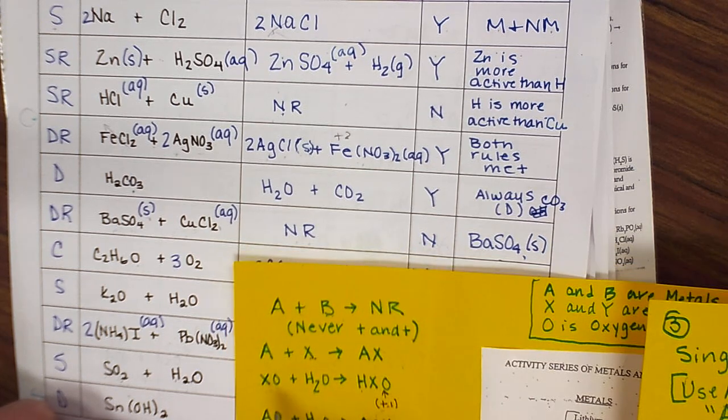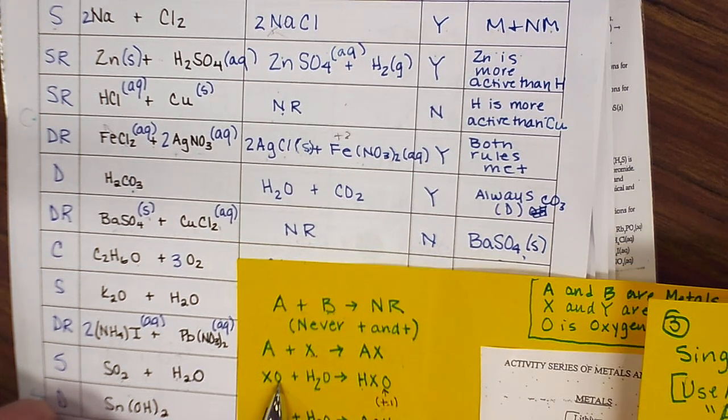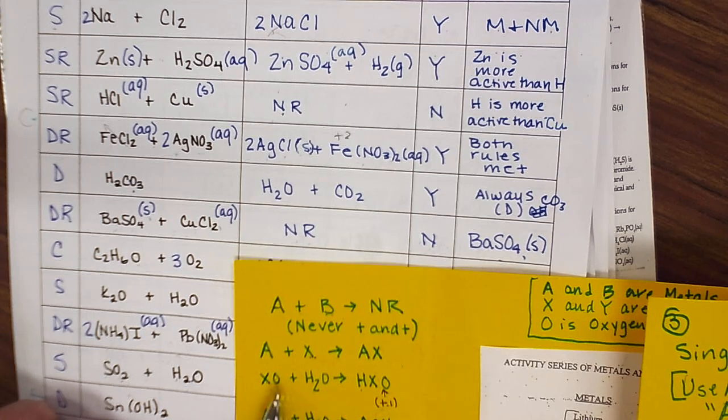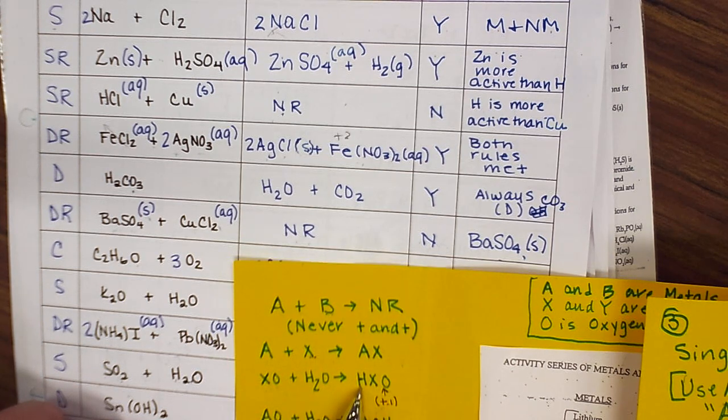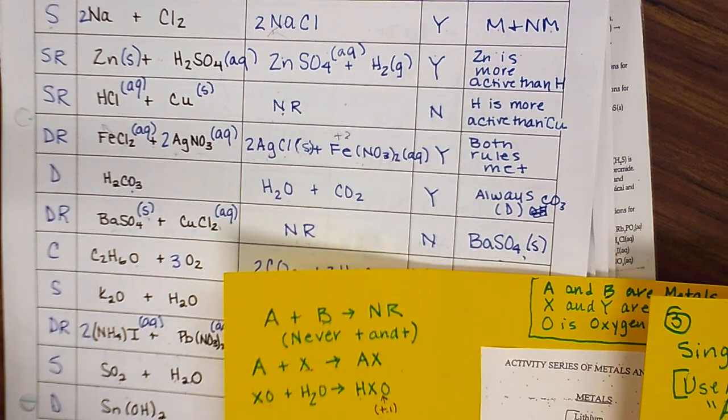The rule is you take the nonmetal oxide, you add 1 oxygen to it, you look it up in your polyatomic ion table chart, and then you crisscross it with the hydrogen. Now, does that work all the time? No, it doesn't.